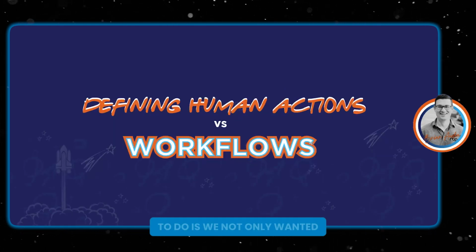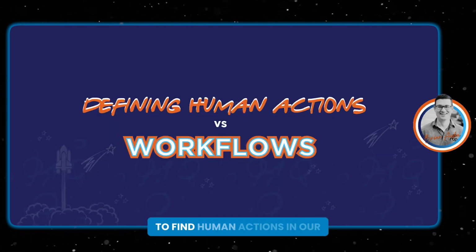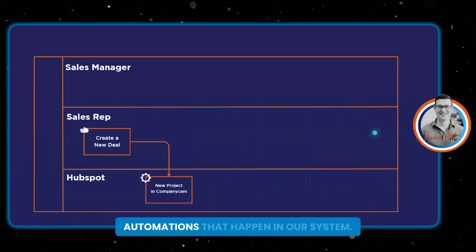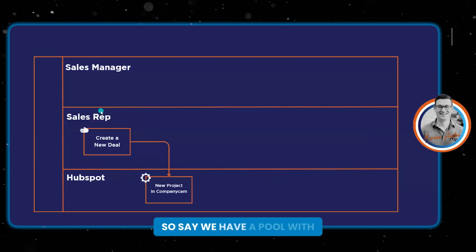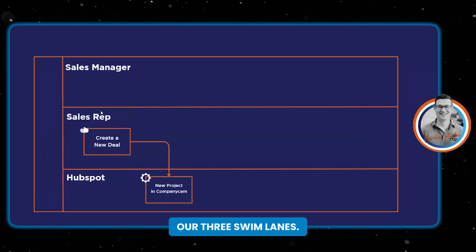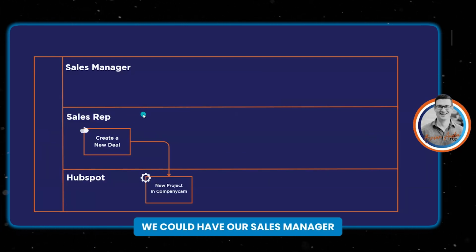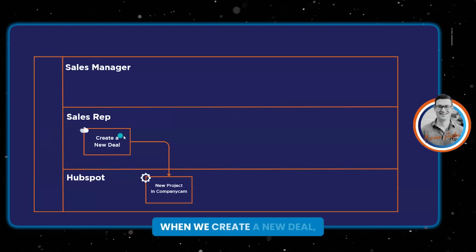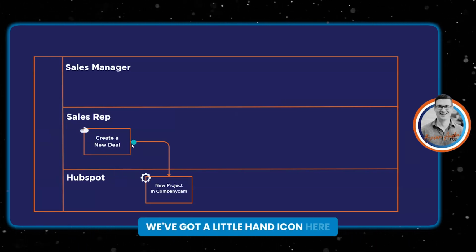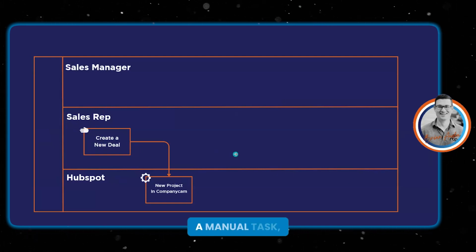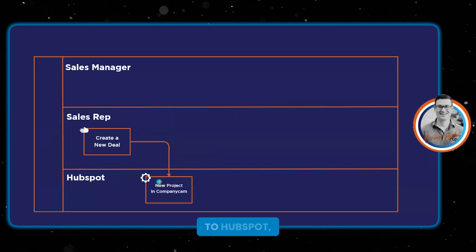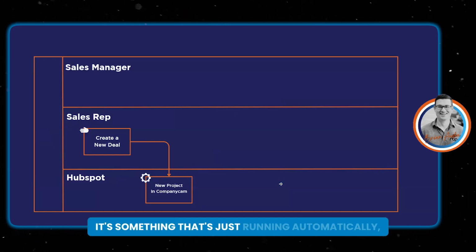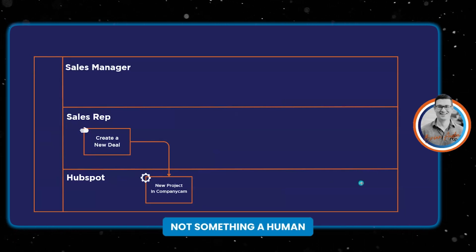So the other thing we like to do is we not only want to define human actions in our BPMN process maps, we also want to define workflows, automations that happen in our system. So say we have a pool with our 3 swim lanes, 2 of them could be people. We could have our sales manager and our sales rep. We could also have any software that we're running. So say HubSpot, when we create a new deal, we got a little hand icon here to note the fact that it's a manual task, but then it comes down here to HubSpot, and this little gear icon can indicate that it's a workflow. It's something that's just running automatically, not something a human is responsible for.